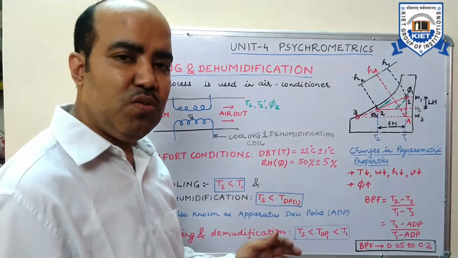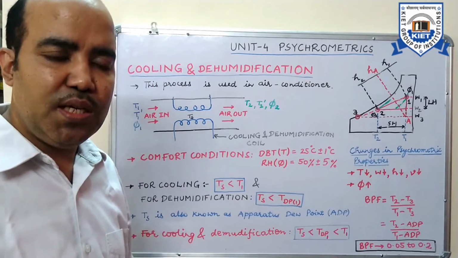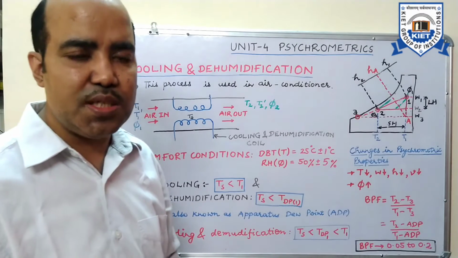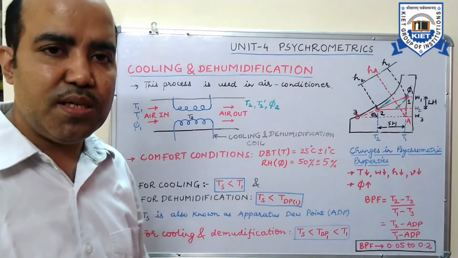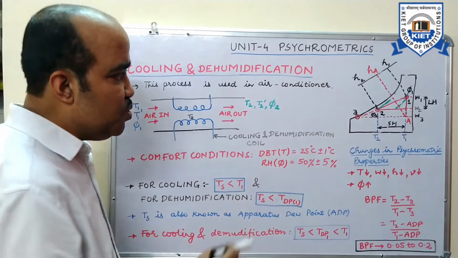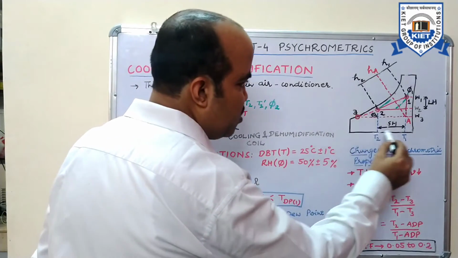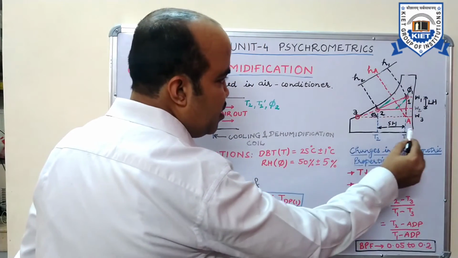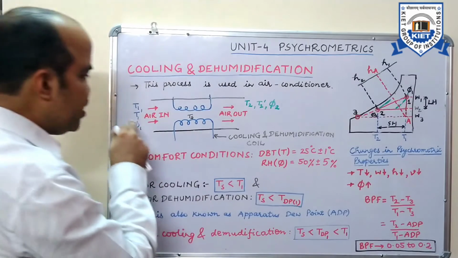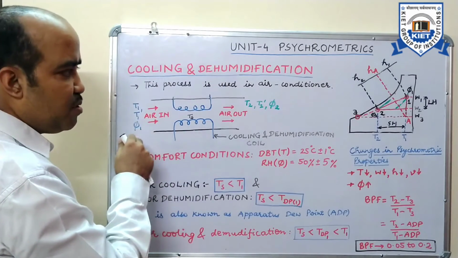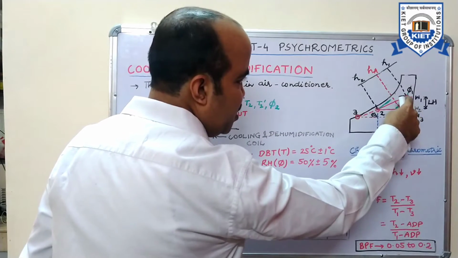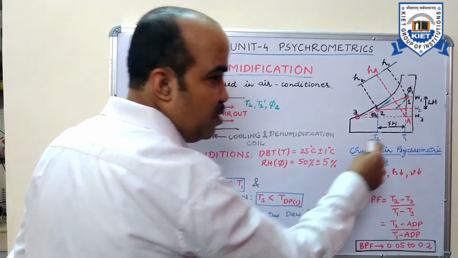Let us now see how we can show this cooling and dehumidification process on a psychrometric chart. As you can see, the black color denotes the outermost boundary of a psychrometric chart, and the air is entering at condition 1, as you can see over here. This point is represented by point number 1, and the dry bulb temperature is T1.